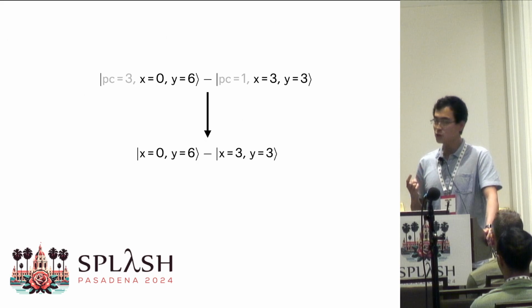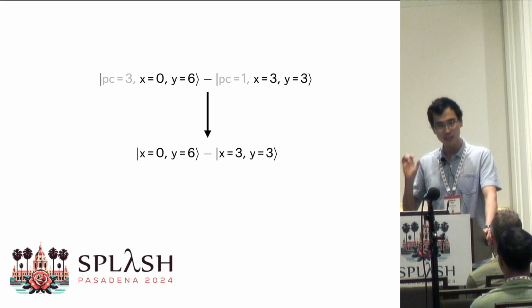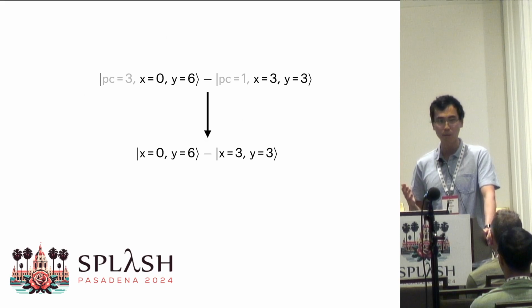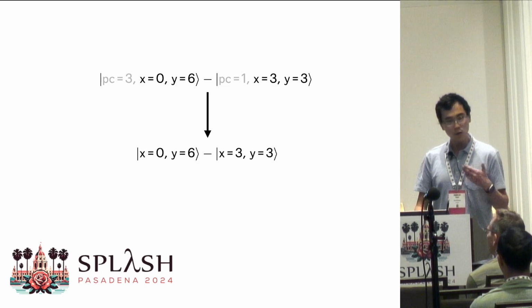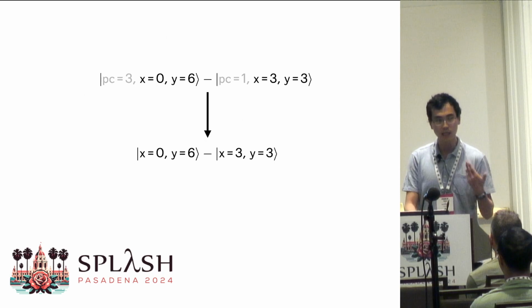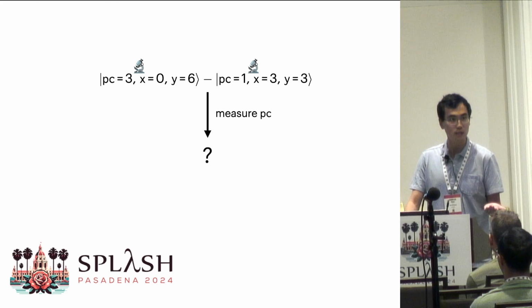But how do we actually do that? We kind of have to explicitly get rid of this program counter. It's a counterintuitive thing to think about because classically, of course, you just delete the data. You don't care about it. But how do we delete quantum information? Is that even a thing that we can do? Well, one thing we can try to do is to measure it, right?